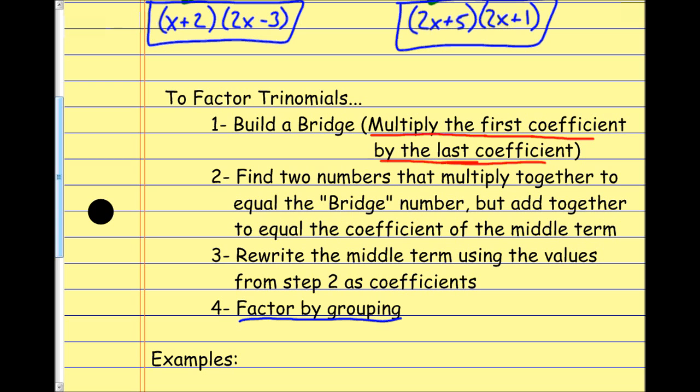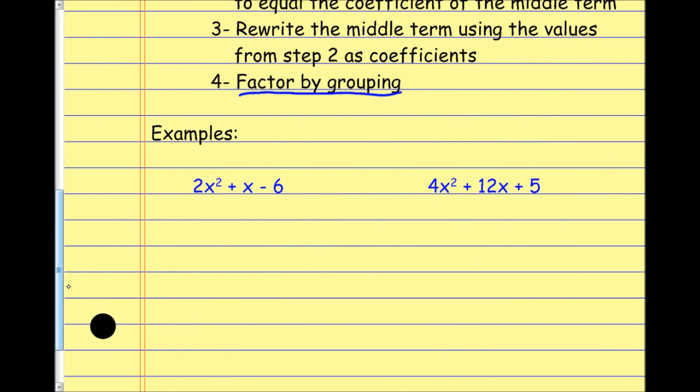Okay? For example, if I look at something like this. Again, I call it building a bridge here. I'm going to take the first coefficient times the last coefficient. And the signs are included here. We're always going to include the signs. So I'm doing this positive 2 times this negative 6. All right? That's what I mean by building a bridge. So 2 times negative 6 is a negative 12.